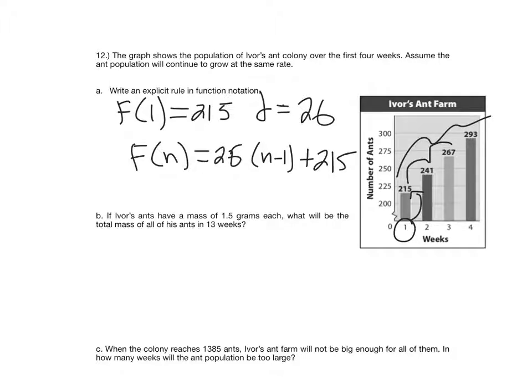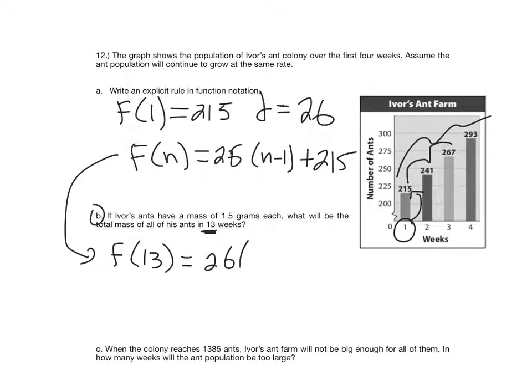So it says, I'm reading part B now, I'm sorry. If Ivor's ants have a mass of 1.5 grams each, what will be the total mass of all of his ants in 13 weeks? Well, first we need to figure out how many ants he's going to have in 13 weeks. How do we do that? We plug in 13. Anywhere we see an n, plug in 13 in that explicit rule that we just came up with.